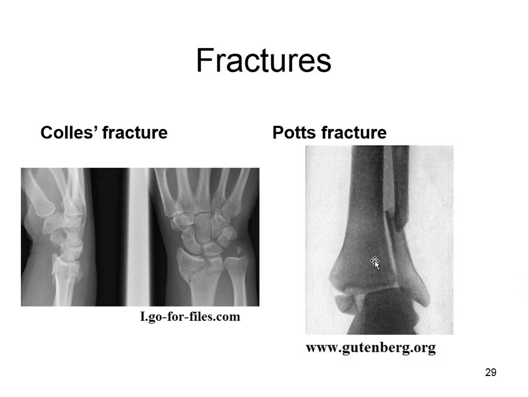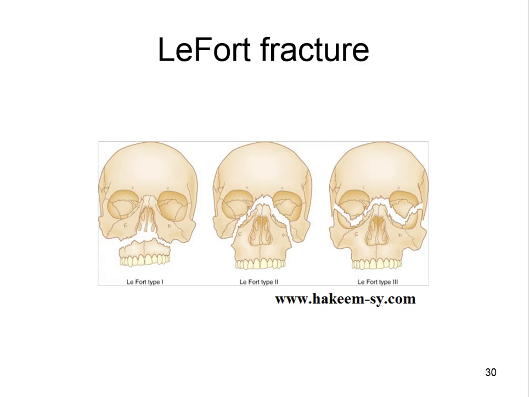A Colles fracture, this is a fracture of the distal head of the radius. Think about if you're going to fall and you put your hand out and fall on it, basically falling on your wrist, and it'll just crack it. A Potts fracture right here is a fracture of the lower part of the fibula. A Le Fort fracture. This is a bilateral horizontal fracture of the maxilla. So right across here.